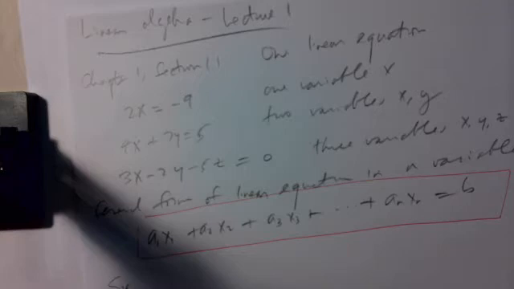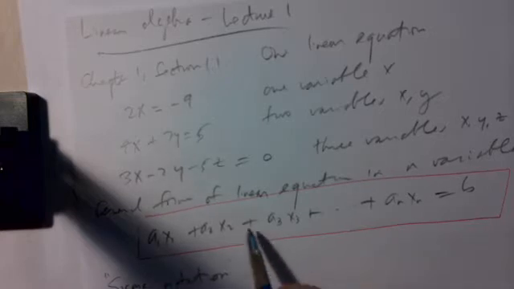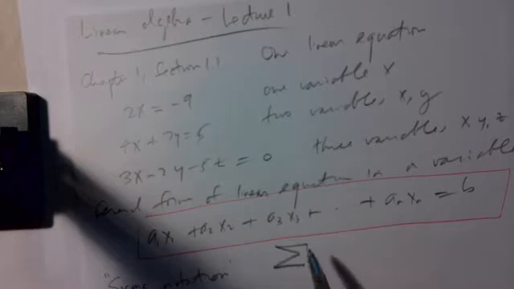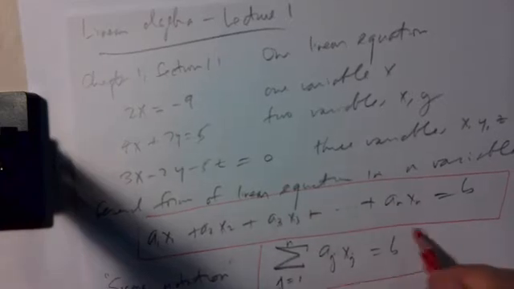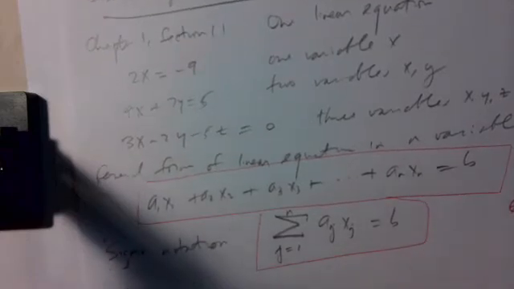And for conciseness, we sometimes use what in calculus was called sigma notation. You would write this, this is the Greek letter sigma, as the sum where j goes from 1 up to n of a sub j, x sub j equals b. So this equation and this equation are exactly the same. We just used a different notation to write them down.